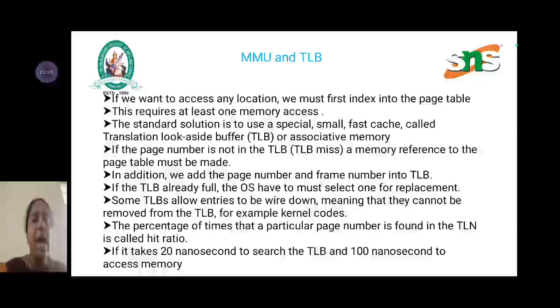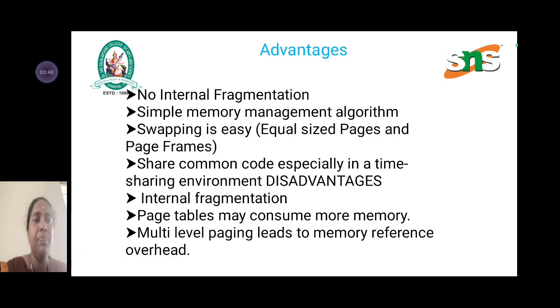In addition, we add the page number and frame number into the TLB. If the TLB is already full, the operating system must select one entry for replacement. Some TLBs allow entries to be wired down, meaning that they cannot be removed from the TLB, for example kernel code. The percentage of times that a particular page number is found in the TLB is called the hit ratio. Suppose it takes 20 nanoseconds to search the TLB and 100 nanoseconds to access memory.